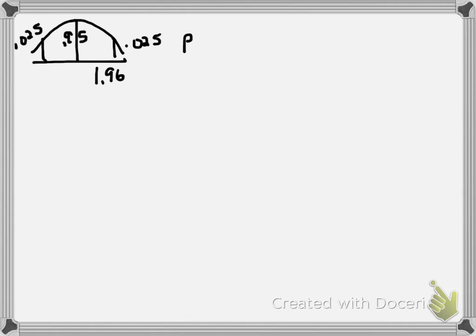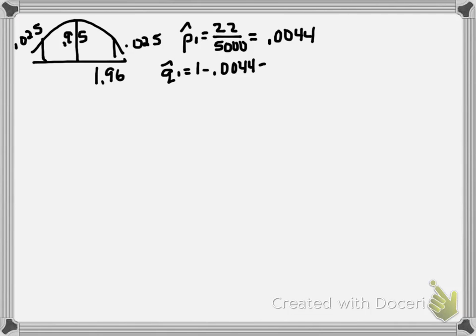Now p hat 1. There were 22 bags lost out of 5,000. Rounding to 4 decimal places, you should get 0.0044. So q hat 1 is 1 minus that number, which is 0.9956.